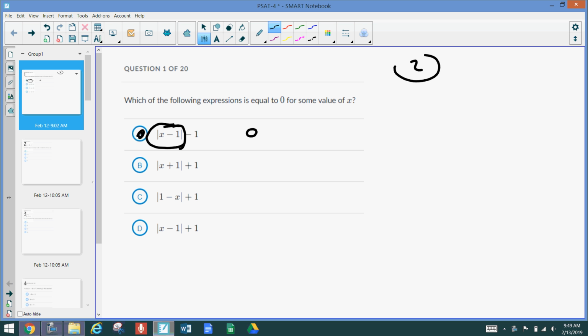You don't have to do anything for this question. We know that absolute value is positive or 0. Even if it's 0, 0 plus a number, how can it be 0? So these are not possible.